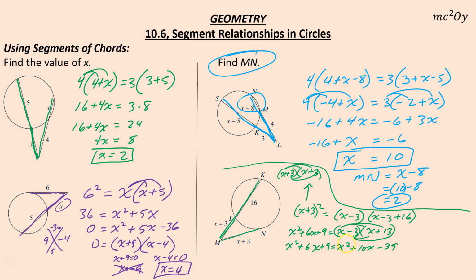Move things around, combine like terms, so I'm going to move the x squared over, subtract it, so they're going to cancel out when we subtract. Move the 6x over, I end up with 4x minus 39 equals 9 by subtracting 6x on both sides. Add 39 over, get 4x equals 48. So 1x is 12. And if x is 12, well, mn equals x plus 3, or 12 plus 3, which is 15.